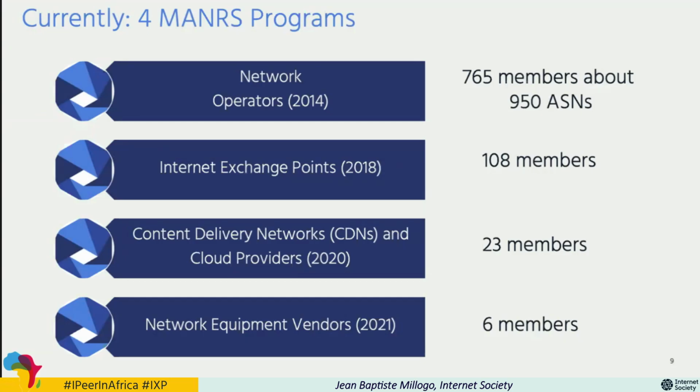A reminder, MANRS is based on 4 pillars, depending on the type and quality or origin of members. So the first group is the network operator group. It's been in existence since 2014. Currently, there's 765 members and representing about 950 ASNs. Interconnection here for networks is on the basis of ASN numbers, and we get these through Africa. This is the only place where you can get an ASN.